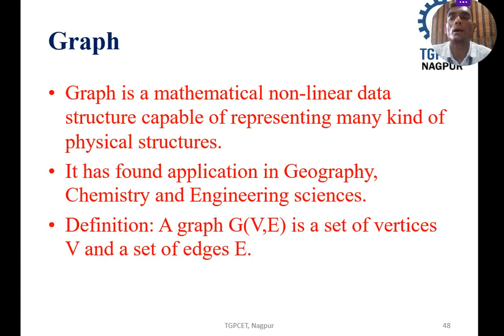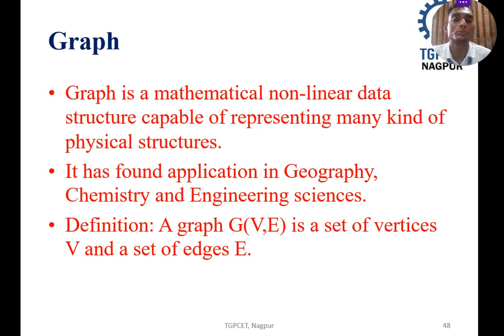Then there is another abstract data type, that is a graph. A graph is a mathematical nonlinear data structure which is capable of representing many kinds of physical structures. It has found application in geography, chemistry and engineering science. You can take a simple example of Google Maps. In Google Maps, if you want to travel from one point to another, you will find there are various ways to reach that point. Here the points from the source to the destination are considered vertices, and the roads connecting them are considered the edges of this graph.